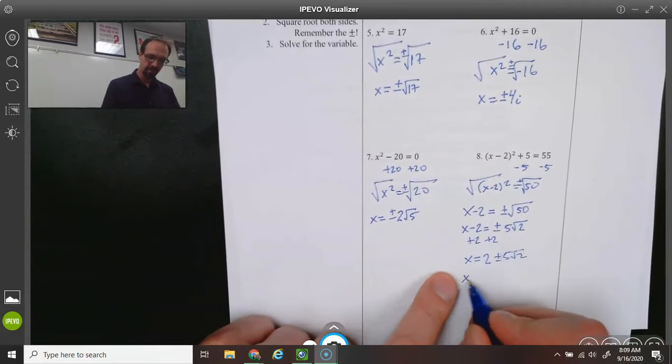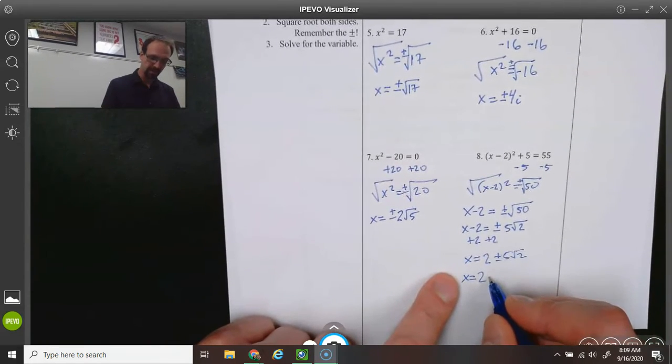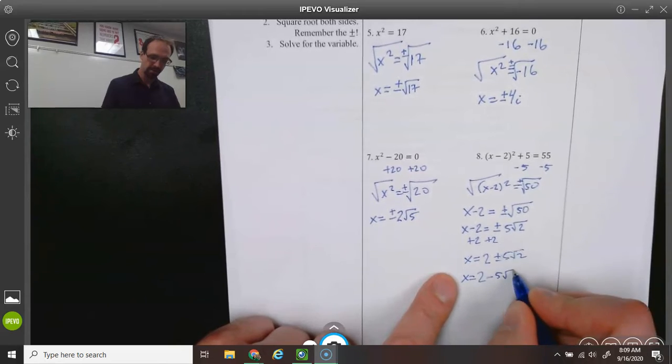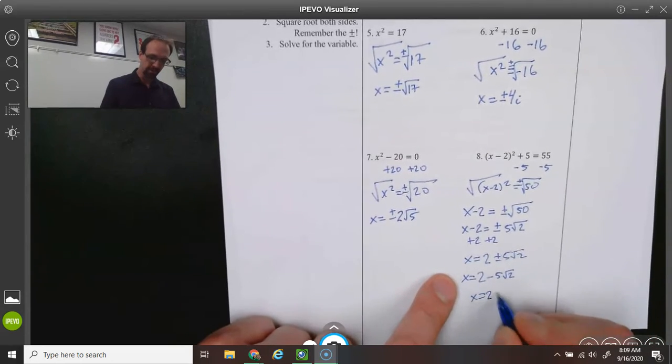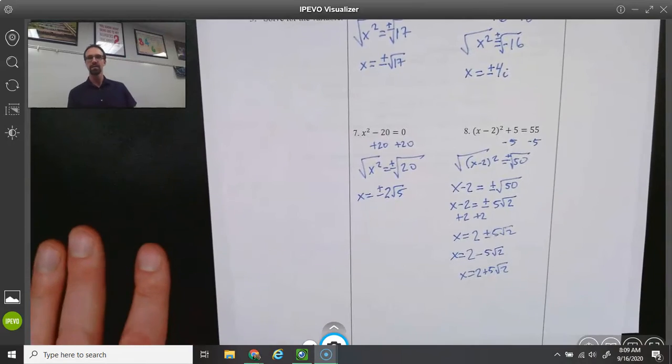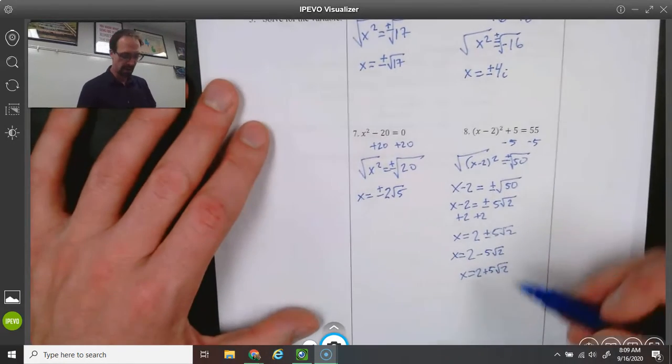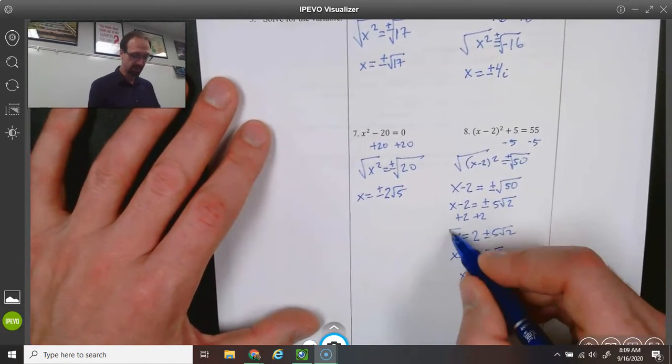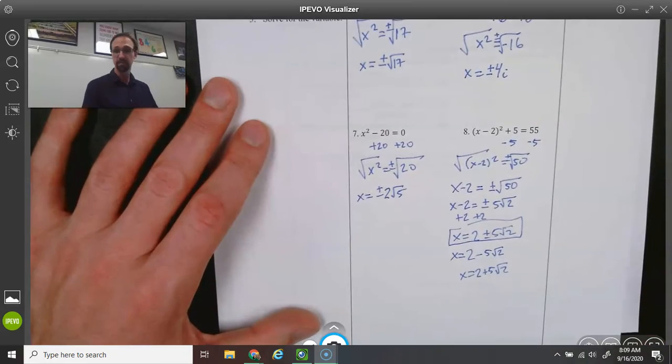This is in fact 2 answers. A lot of students miss this. So it's x equals 2 minus 5 square root of 2, and x equals 2 plus 5 square root of 2. So all of these, we've had 2 answers, 2 solutions, 2 possible values. For this one, just make sure that you understand that this is actually both of these, plus and minus.